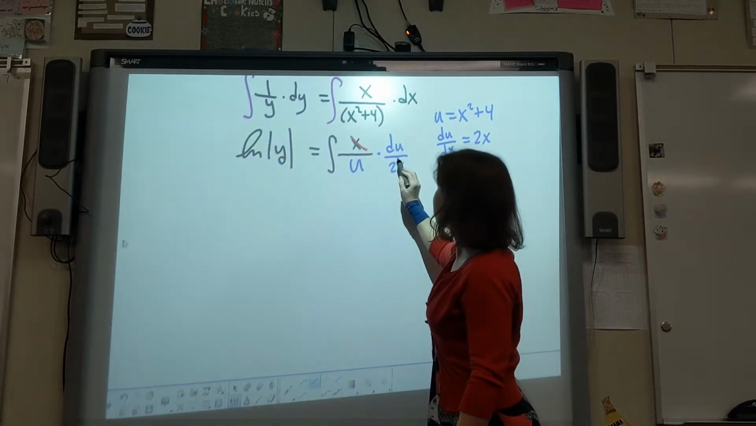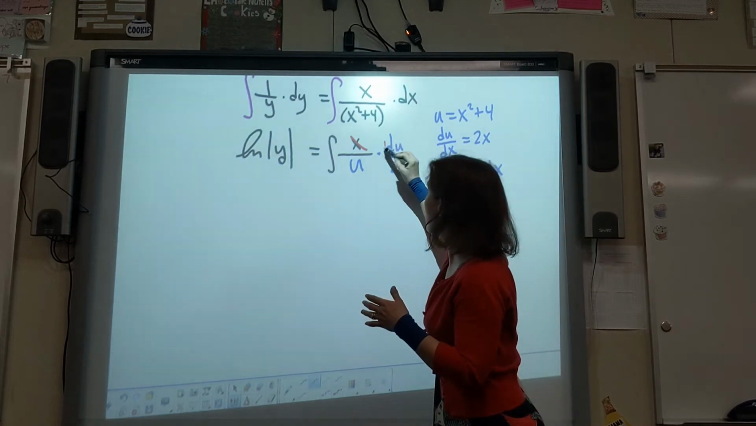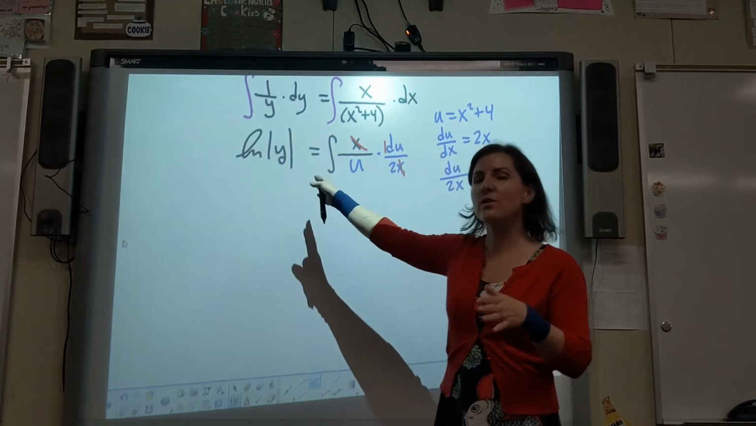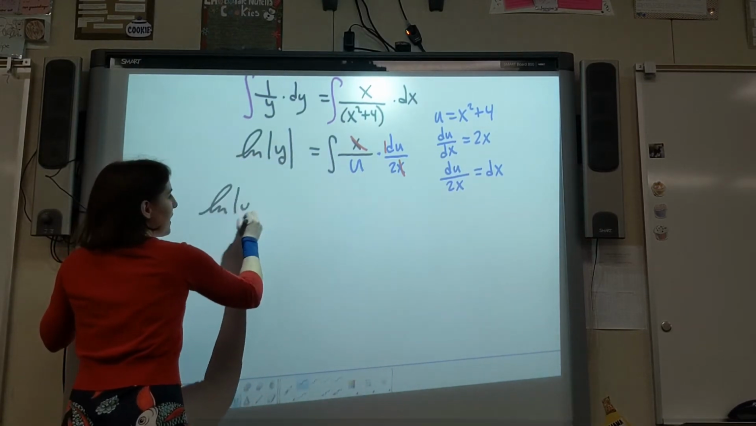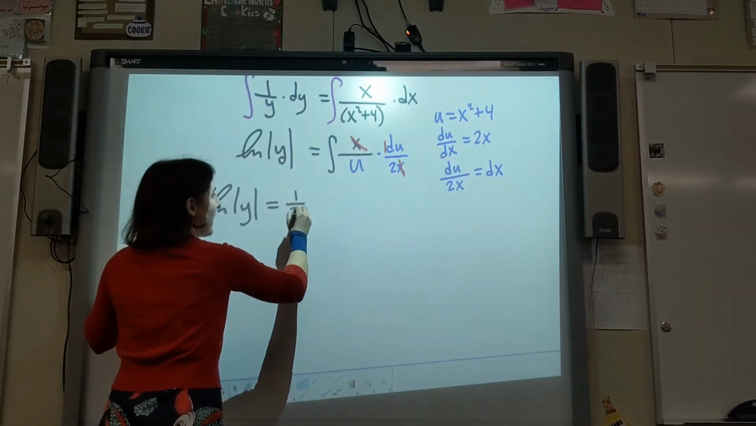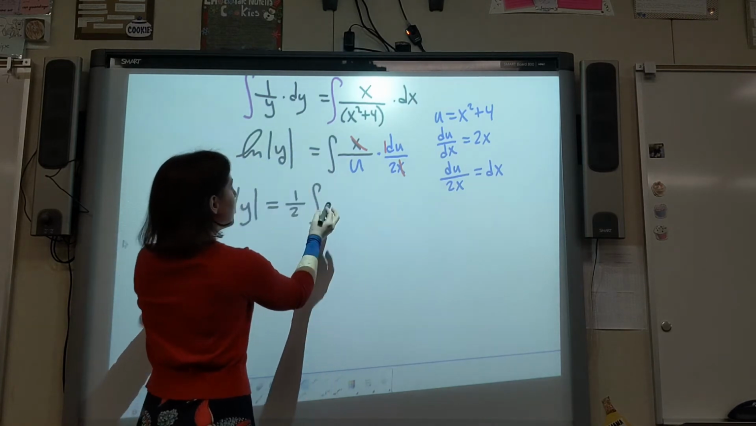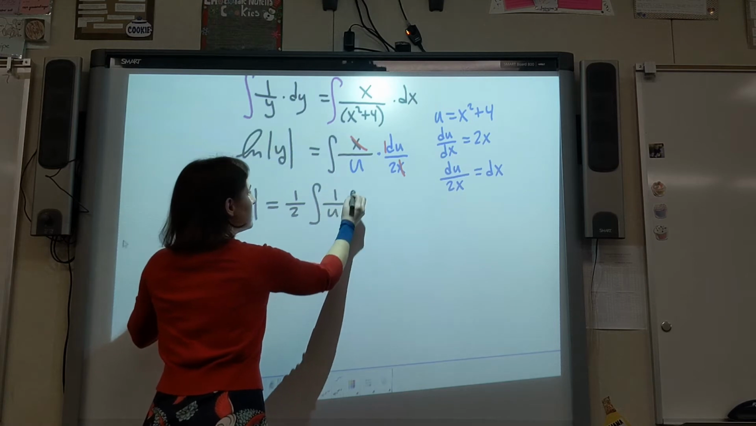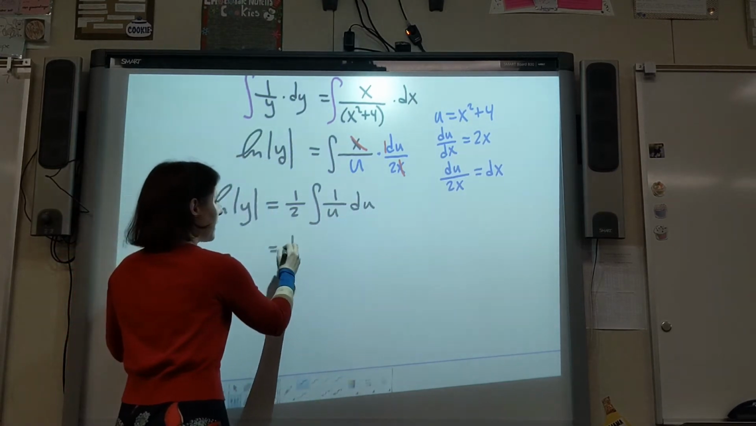X divided by x is 1. That 1/2, the 2 on the bottom, that's like we have a 1 on the top, a 2 on the bottom. The 1/2 is going to factor out. So I have the natural log of absolute y. We've got a 1/2 times the integral of 1 over u du. Let's integrate that. I've got a 1/2.